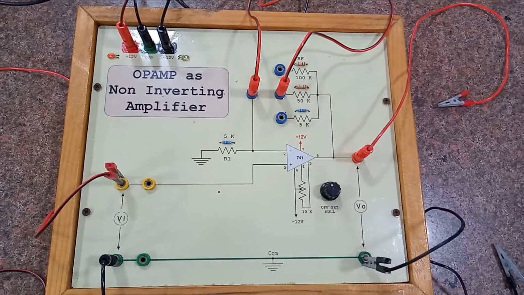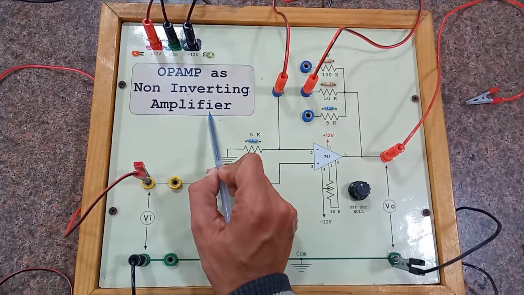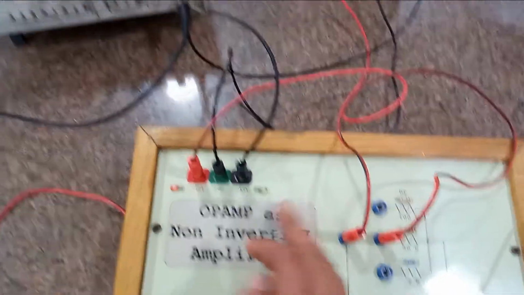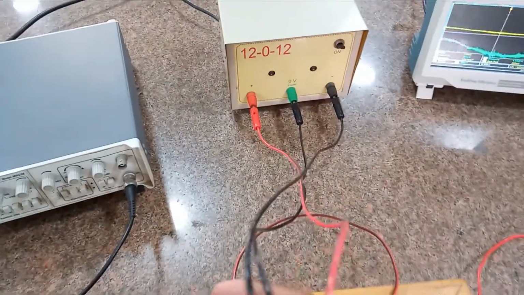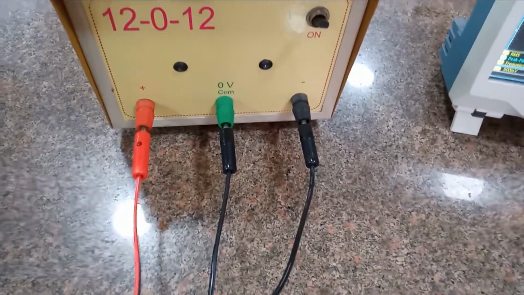Hello students, today we are going to see op-amp as a non-inverting amplifier. As you all know, plus 12, common and minus 12 has to be connected to the power supply, which I have already connected. You can see this, which I have already connected to plus 12, 0 and minus 12, right?